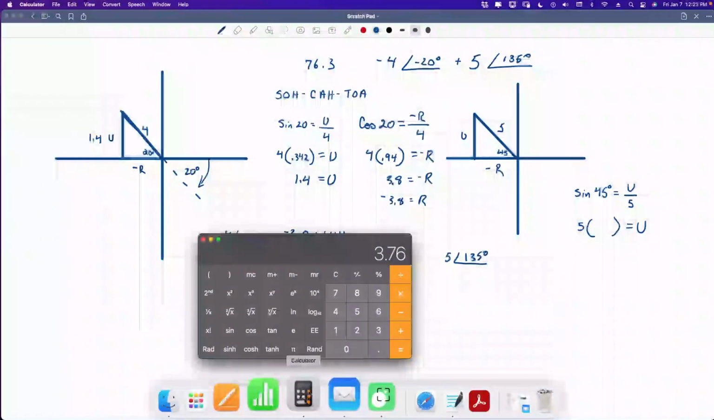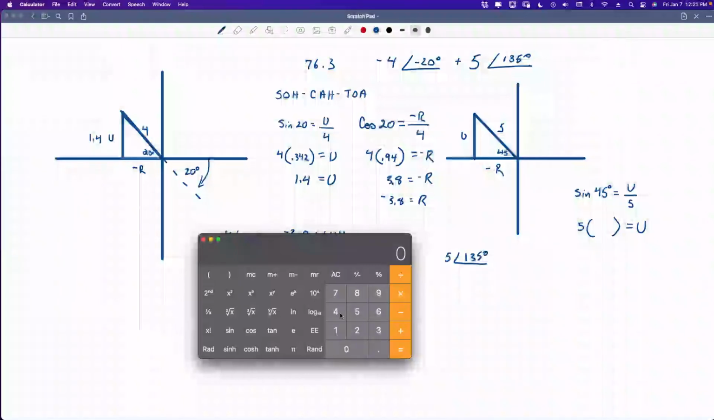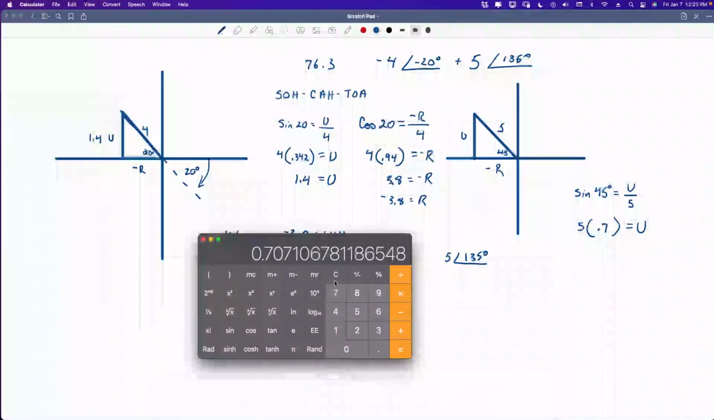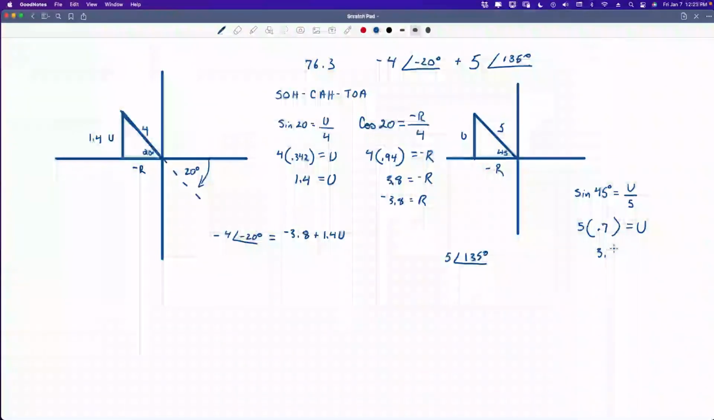Let's pull up our calculator. We find 45, we get the sine, we get 0.7. That's where we're going to stop. 0.7. Pull our calculator back up. 0.7 times 5 should be 3.5, and it is. So 3.5 is equal to u. So this is equal to a positive 3.5u.